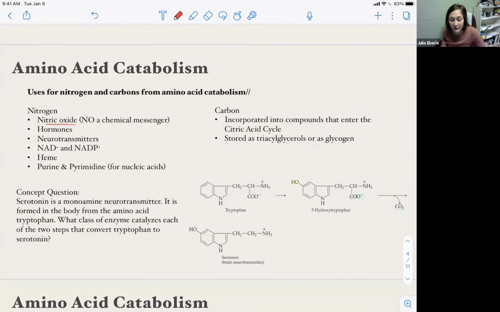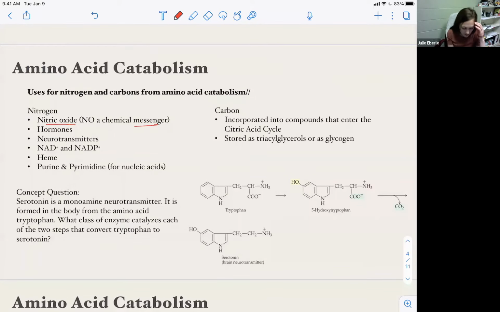It's actually very helpful. It helps protect against like heart attacks. There's been several good uses for it. It's a messenger all throughout our body. So we need this molecule in our body. We don't get rid of nitric oxide. So that's one destination for the nitrogen from the amino groups.